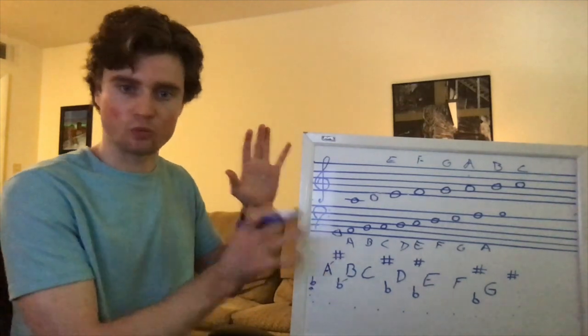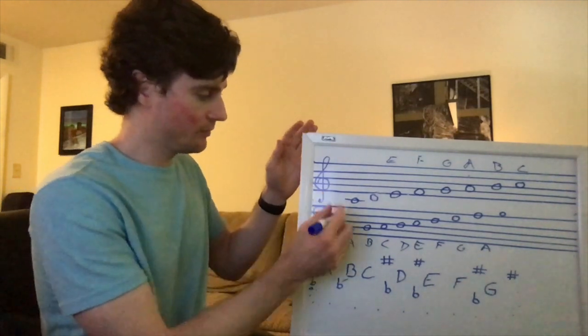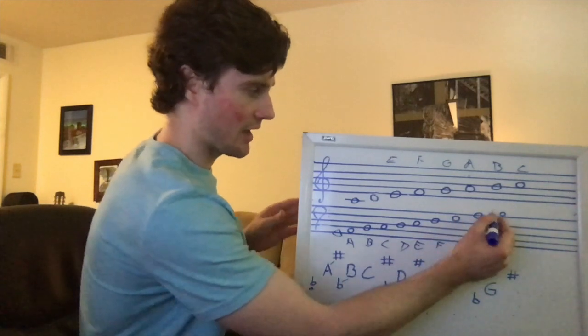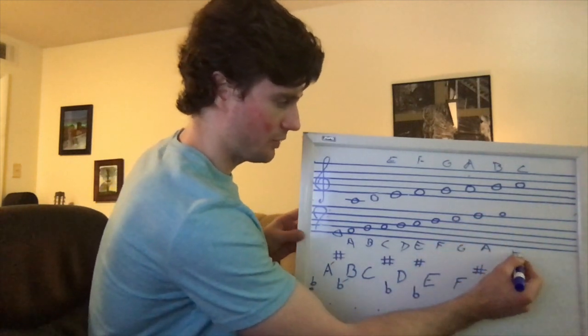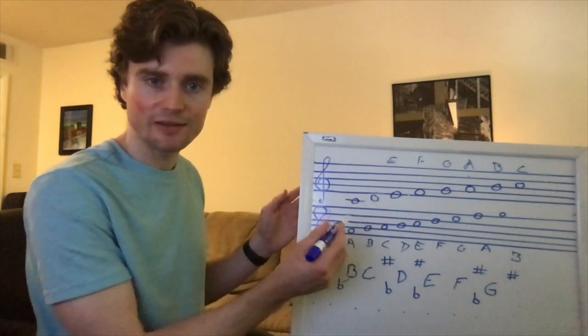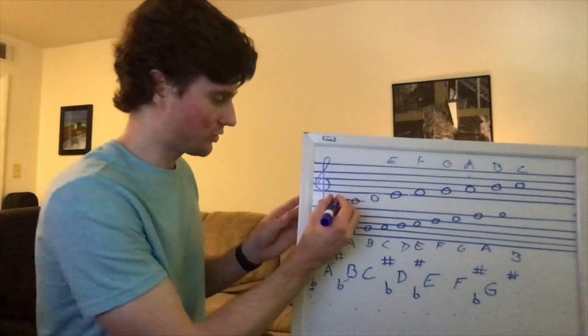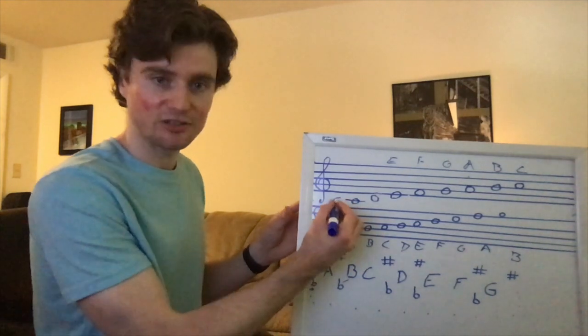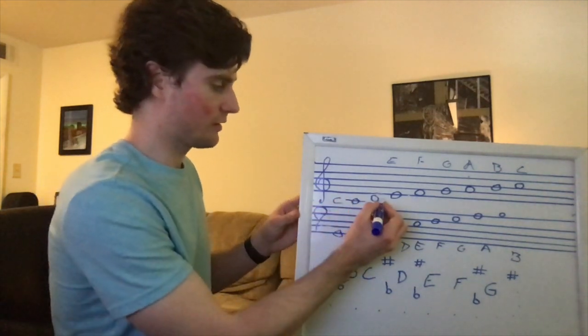The grand staff is one thing, and they are connected. So if this one's A, we can just say that this one is B. And then this line that's kind of floating out in space here, that's called a ledger line, that's going to be C. That's a very special C. We'll get to that later. And then we have D.